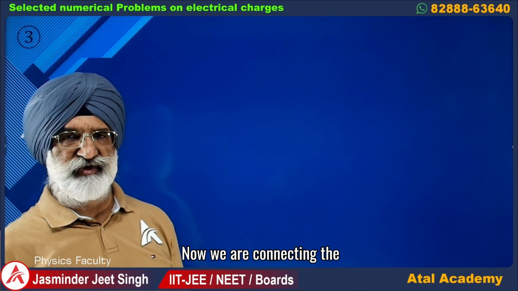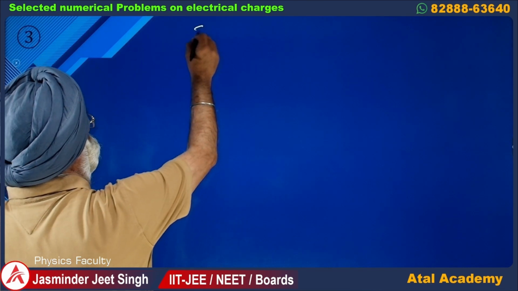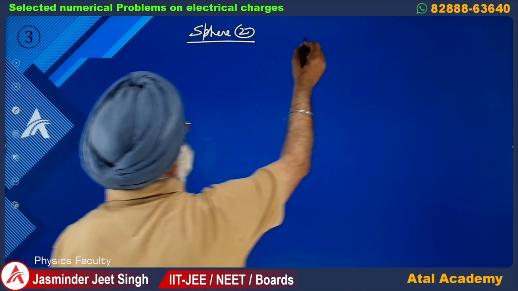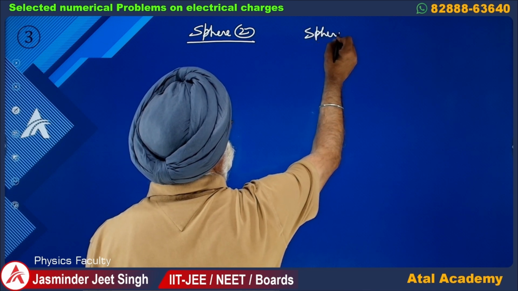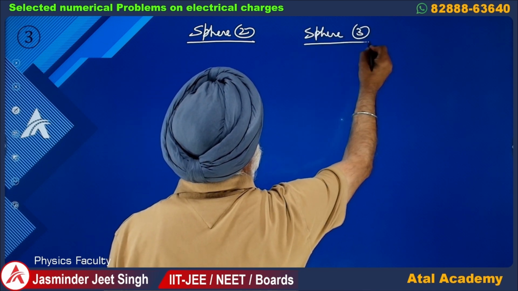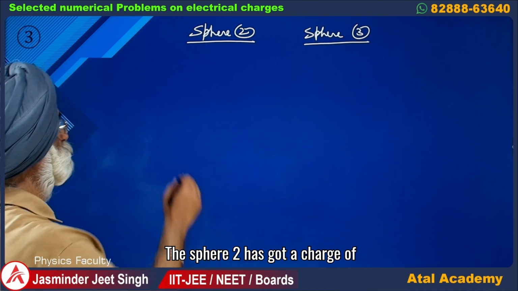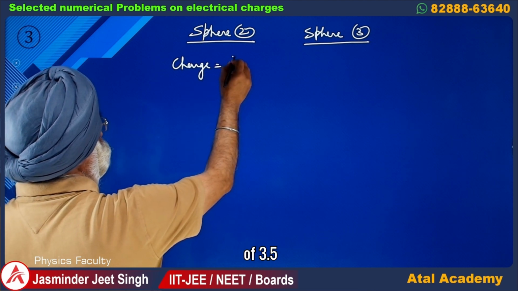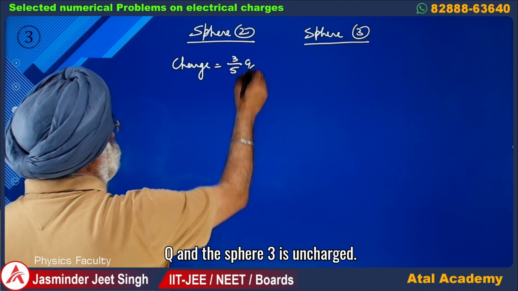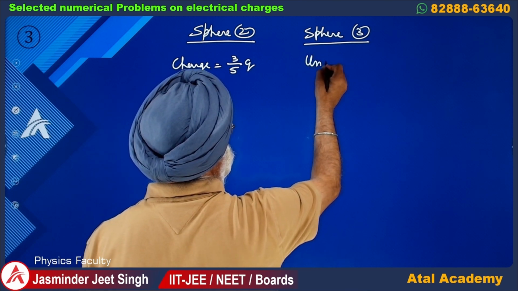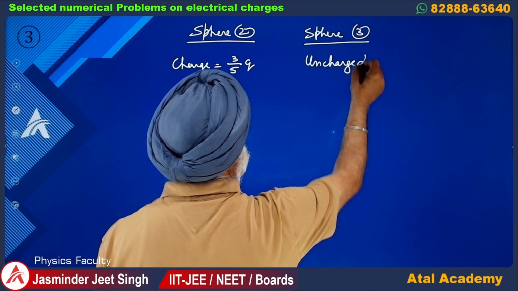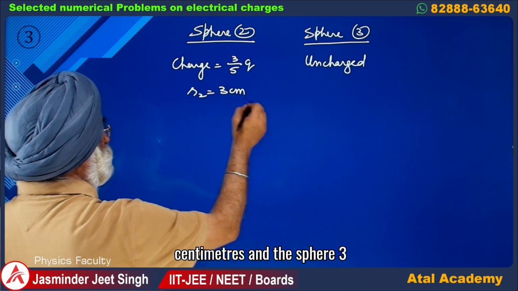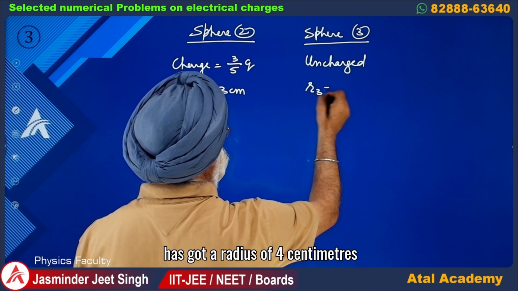Now we are connecting sphere 2 with sphere 3. Sphere 2 has got a charge of 3 upon 5 q, and sphere 3 is uncharged. Sphere 2 has a radius of 3 centimeters and sphere 3 has a radius of 4 centimeters.